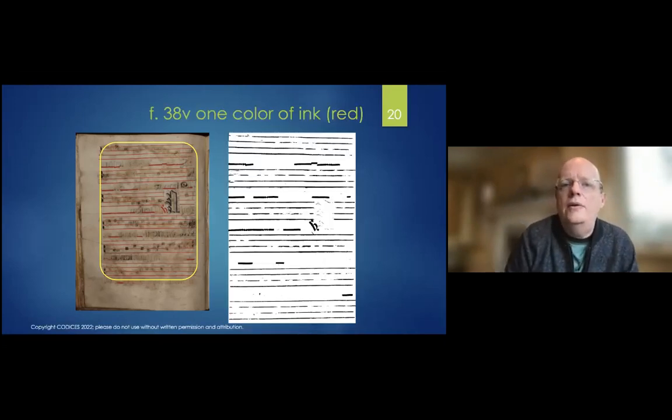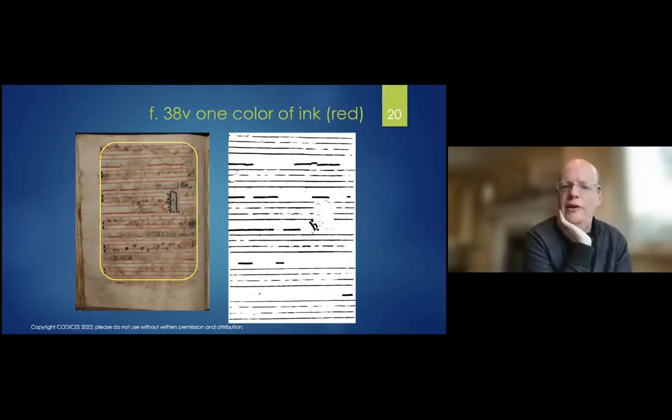Another thing you can do is isolate those colors, because one question that a humanist might be interested in is: it looks red to the human eye, but how many reds are there? How many inks, how many reds or how many blacks are on this page, which indicate correction or a different hand, it being edited at a different time. And so this is just showing the isolation of the red.